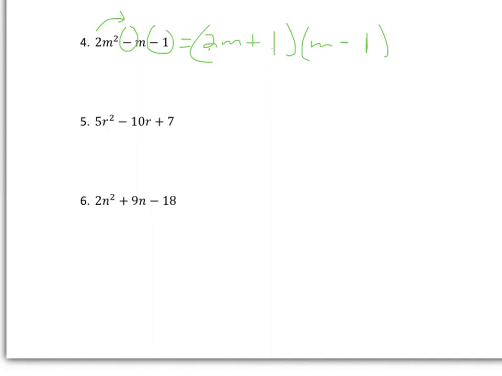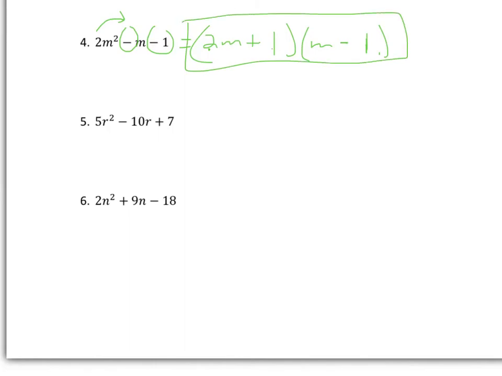Right, because this positive 1, negative 1 multiplies to negative 1, so that's good. But then the adding portion is the outside and the inside portions of your foiling. So we should have 2 times minus 1, which is minus 2, plus 1, and that's why we're left with our minus m. So that's why this one works.